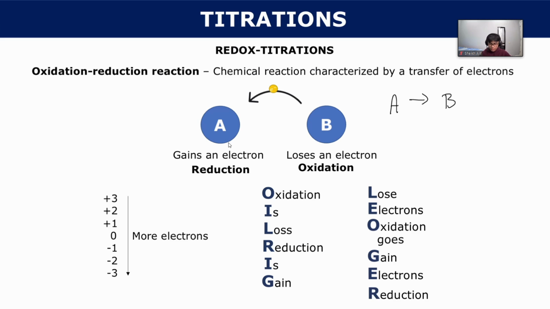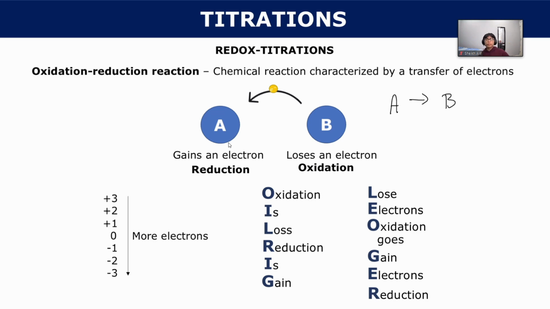There's another one called LEO goes GER, and I think it's so weird, man. I don't like this one. Basically, it's lose electrons is oxidation, and gain electrons is reduction. Hey, use whatever one works for you, but just know that oxidation is losing electrons, and reduction is gaining electrons.